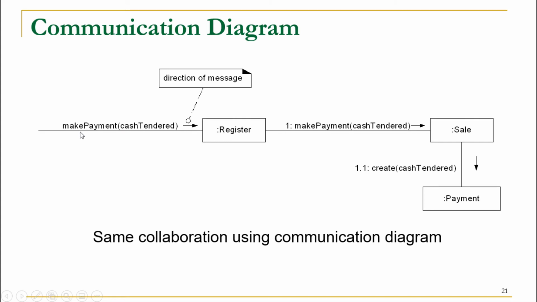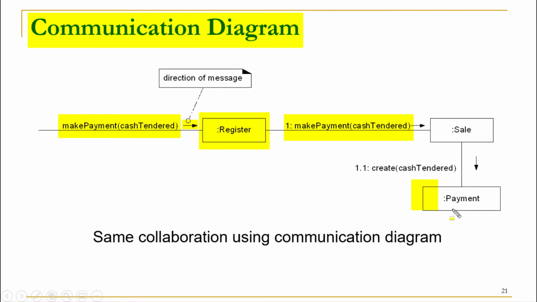And here we can see the same collaboration, but this time using the communication diagram. So we are having the make payment where this arrow represents the direction of the messages. This message is made to the register class, and from within this message we are making another message called make payment and passing the cash tendered.